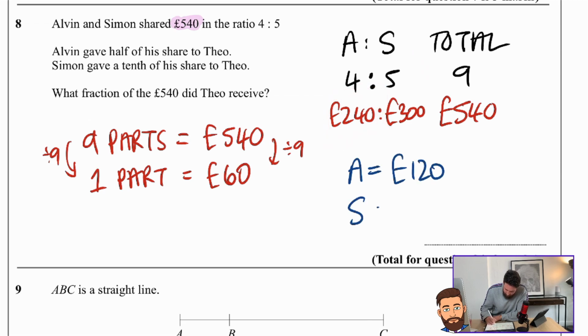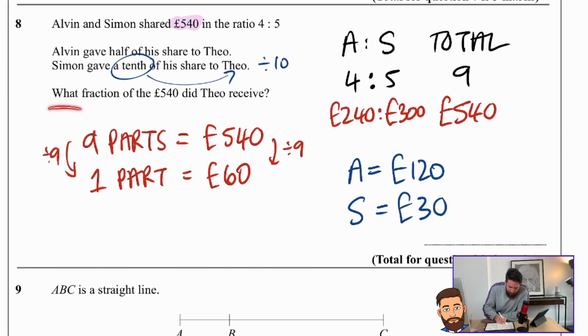Simon gives a tenth of his share. So what does a tenth mean? It means you just divide by 10. So Simon has got £300 and he's given a tenth away to Theo. So a tenth of 300 would be £30.